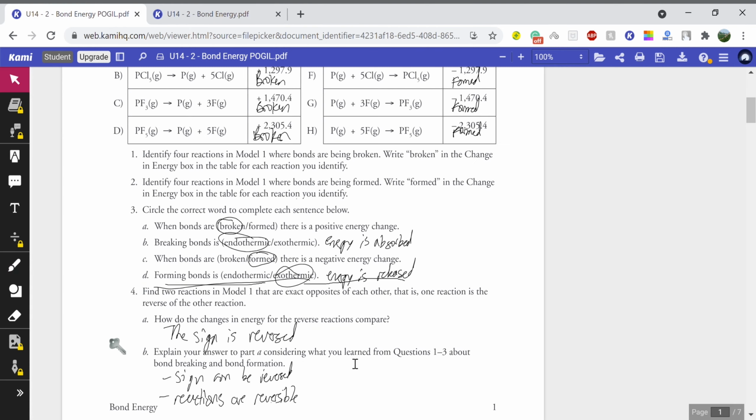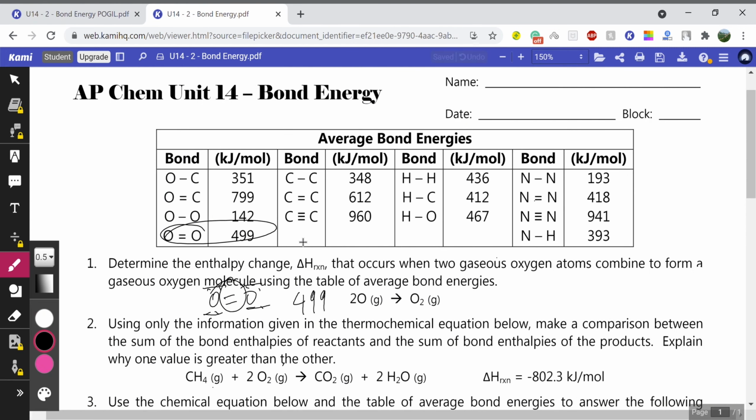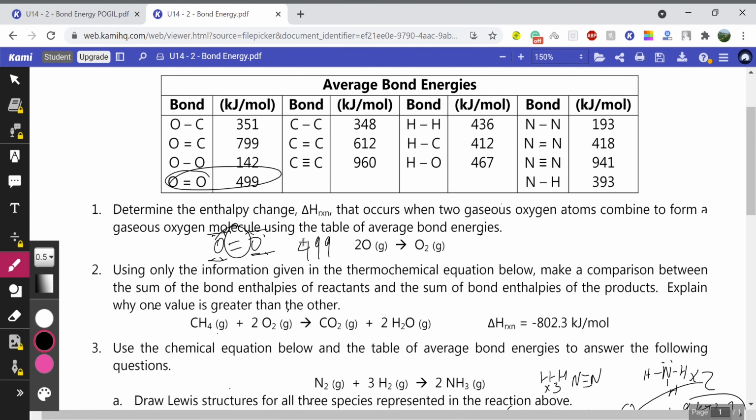And see over here, we learned that when bonds are formed, there is a negative energy change. Therefore, our 499 will have to turn into negative 499 kilojoules. This is because a bond is being formed and energy is released. 499 kJ released. As you should remember from a few units ago, the word released means a negative value. So the answer is negative 499 kJ, but it actually means 499 kJ being released.